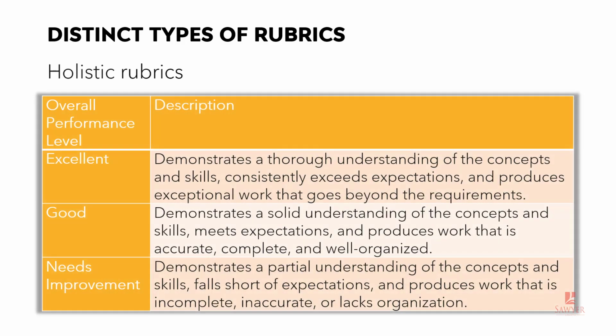And then we also have a holistic rubric. A holistic rubric usually is about how certain things are demonstrated. So, for example, you would have your levels of excellence over on the left, your standards of excellence. So you would have excellent, good, and needs improvement.